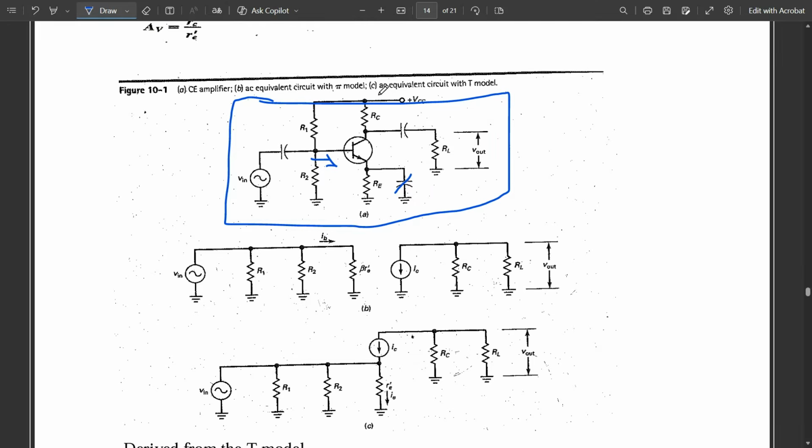This is one part. And for the collector part, again we have the collector current IC with respect to the collector resistance RC. They are kept in parallel, and RE and this capacitor are connected to ground, so that's why they are not mentioned. And this capacitor is shorted, and we have the load resistance RL and the V out component, which is measured across the load resistance. Okay, so this is the simple pi model.